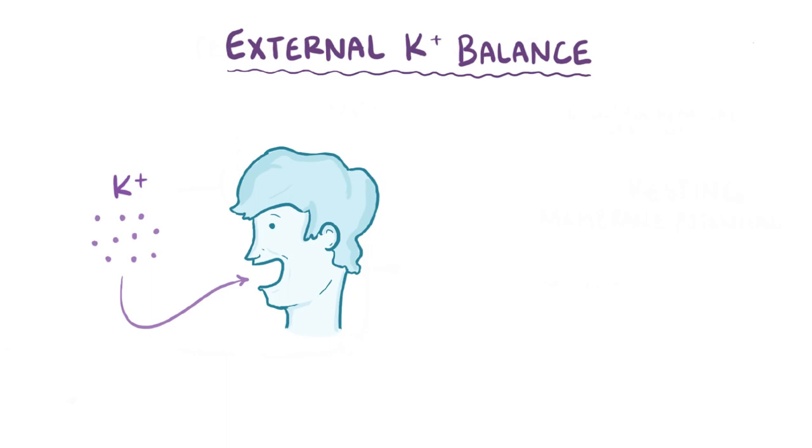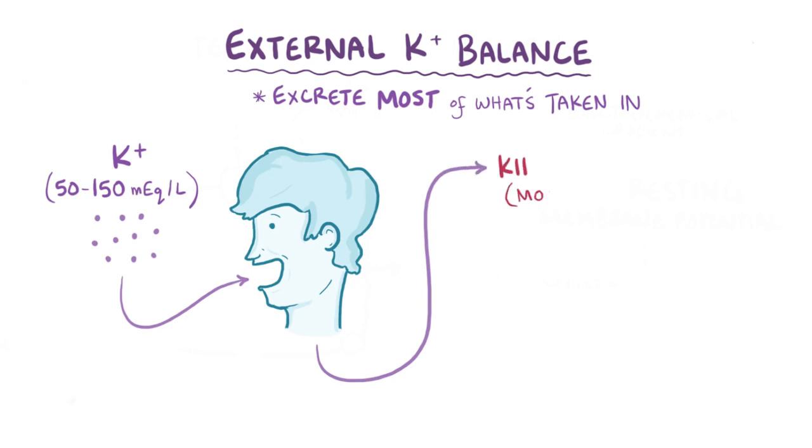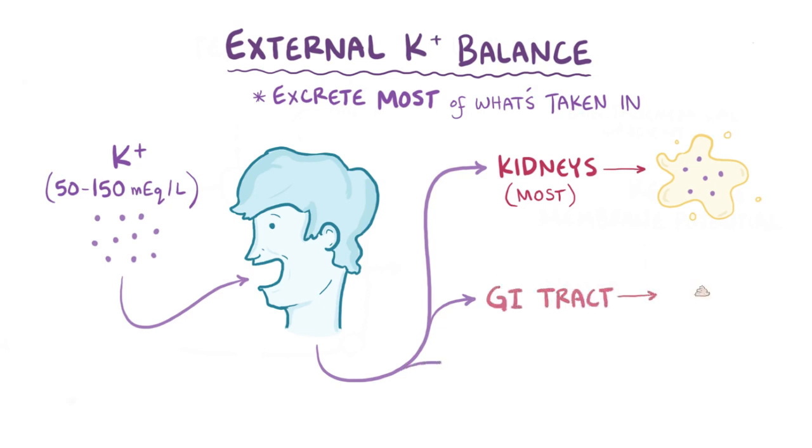On a daily basis, the amount of potassium that typically gets taken in usually ranges between 50 milliequivalents per liter to 150 milliequivalents per liter, which is way higher than the extracellular potassium concentration of 4.5 milliequivalents per liter. So your body has to figure out a way to excrete most of what it takes in. This external balancing act is largely taken care of by the kidneys, where excess potassium is secreted into a renal tubule and excreted in the urine. Also, though, a small amount of dietary potassium is also lost via the gastrointestinal tract and the sweat.